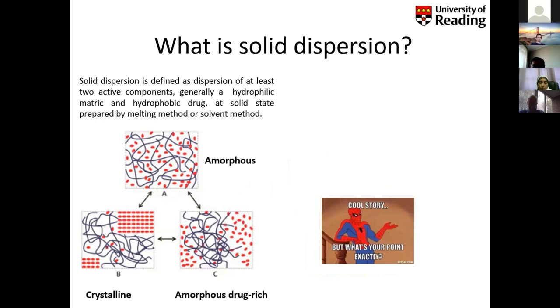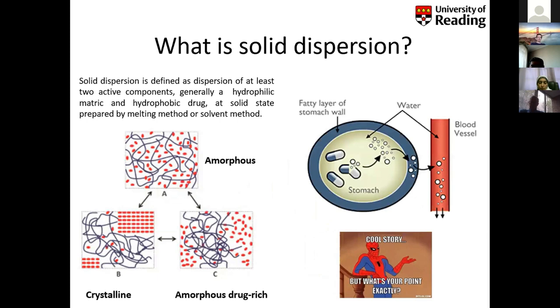So why do we prepare the solid dispersion? When the solid dispersion comes in contact with an aqueous medium, for example, the water in the stomach, the polymer matrix dissolves and the drug is released. This increases the surface area and improves the dissolution rate, so that it increases the oral bioavailability of the poorly soluble drug.